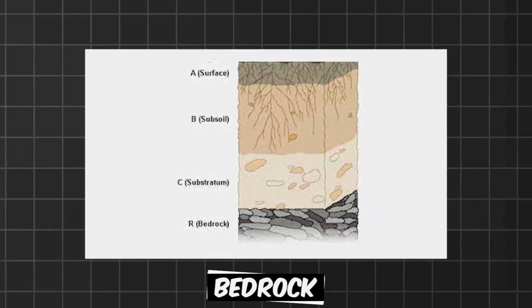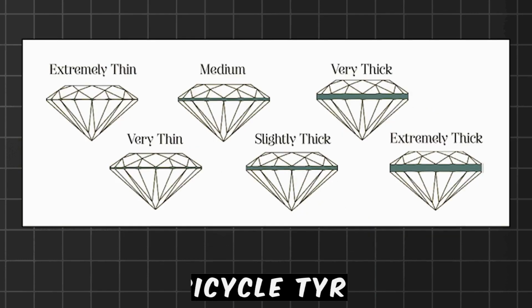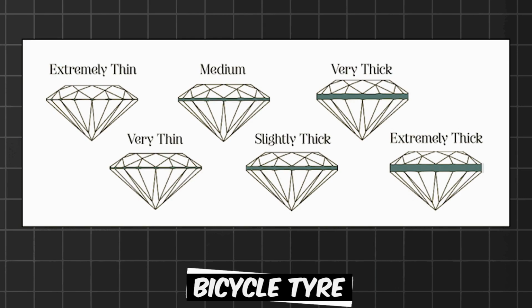Beard. The tiny whiskers seen around the girdle of the brilliant cut stone that has been cut too rapidly, and hence this is called the bearded girdle. Bedrock. The solid rock under the deposits of gravel, silt, sand, soil, etc. Bezel facets. The cross cutter makes the 4 top corner facets into 8, which become the bezel facets. Bicycle tire. This is a very thick girdle.